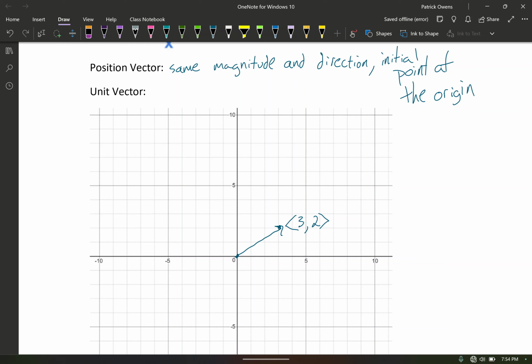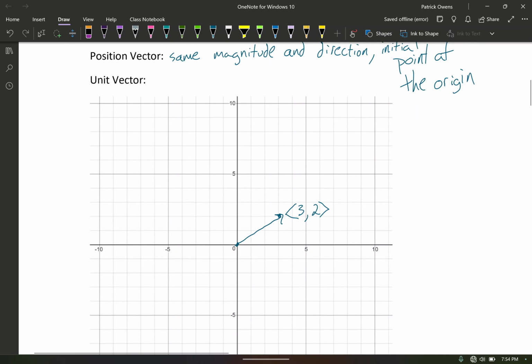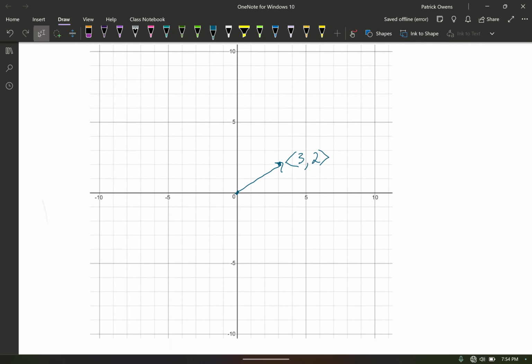Unit vectors, not going to show up a ton here, but if you go on and take some later math courses, they will show up there, but that just has a magnitude of 1. Same direction, but magnitude of 1.